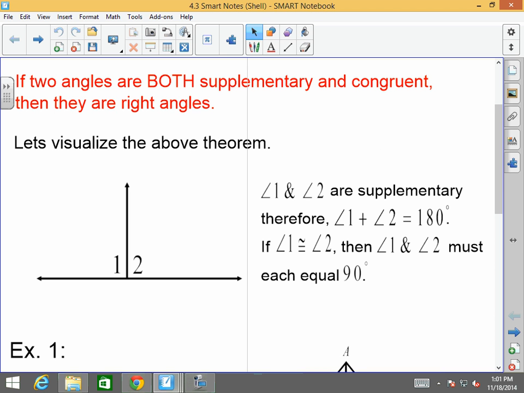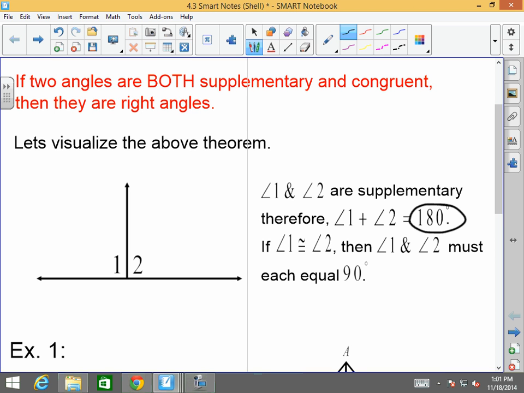They also say if angle 1 is congruent to angle 2, then angle 1 and 2 must equal 90 degrees each. Think about it. If we know that angle 1 and 2 are supplementary and they're congruent, well, what other two congruent angles can give you a sum of 180? Is there none? If they're supplementary, that means that 1 plus 2 is 180.